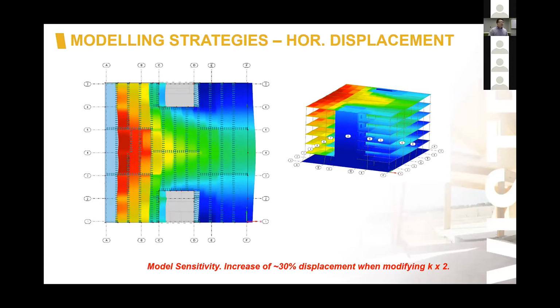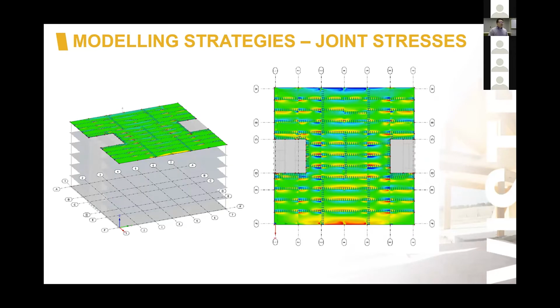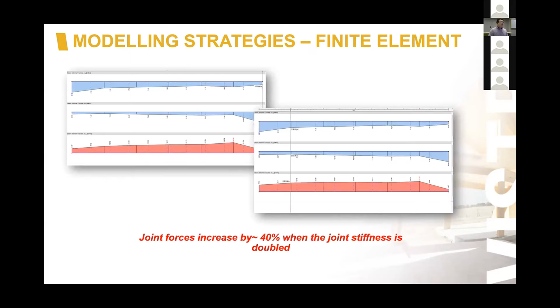So this is a stress diagram of what we'd experience across the joints from a load perspective. And by playing around with those stiffnesses, by doubling and halving them, we can get an increase in joint forces of around 40%. So models can be quite sensitive in that regard.